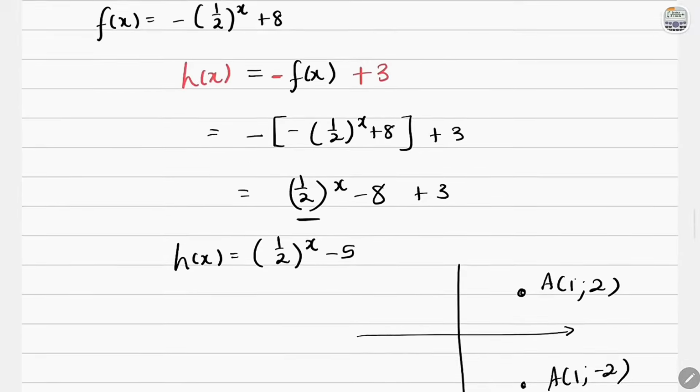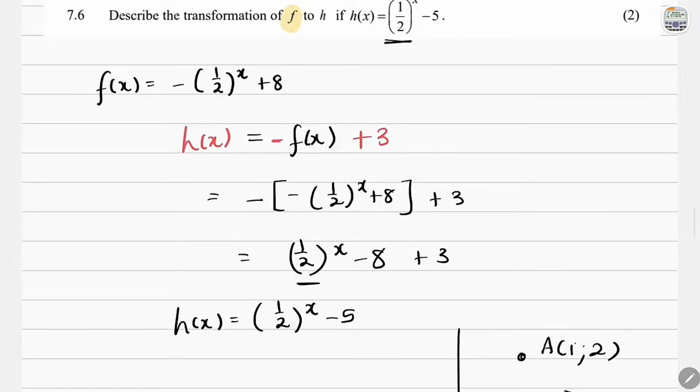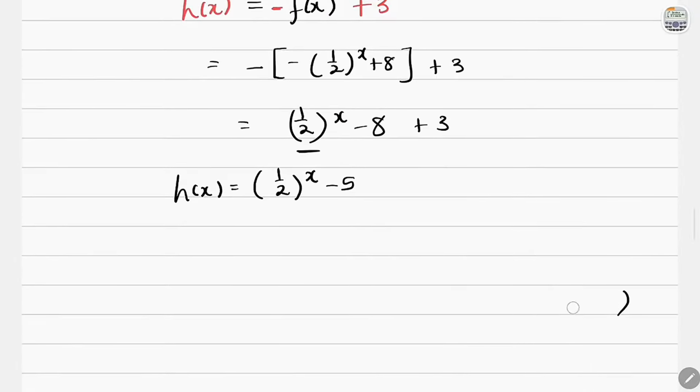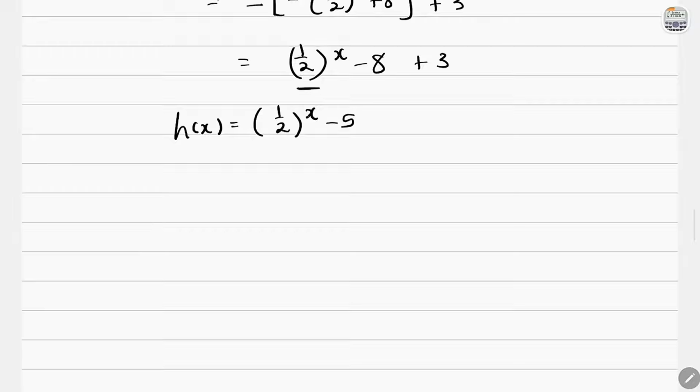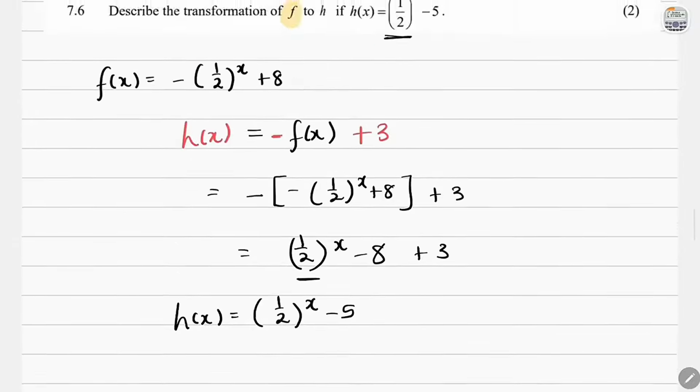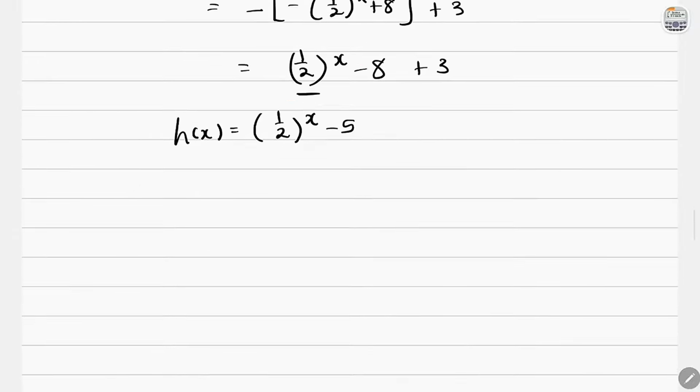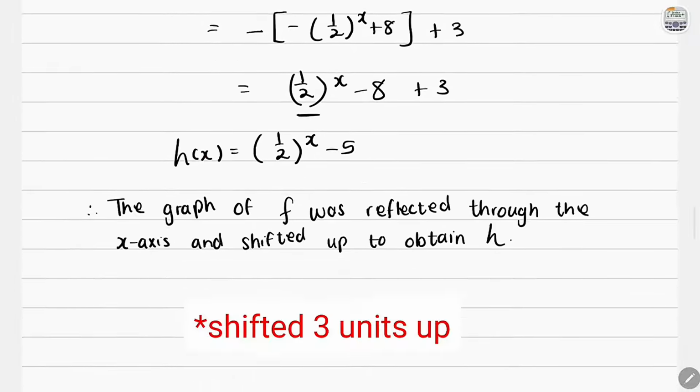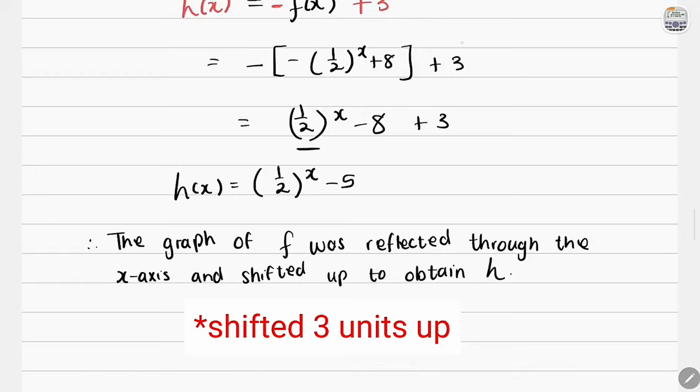And then what else happened? This graph was shifted 3 units up as well. So those would be the two things that happen to f so that it can become h. So we can finally tell them that the graph of f was reflected through the x-axis and shifted 3 units up to obtain h. Okay, and that is our answer. Moving on to the next question.